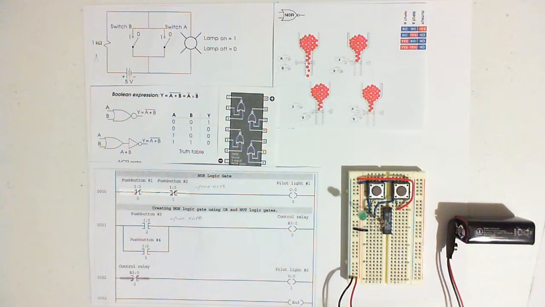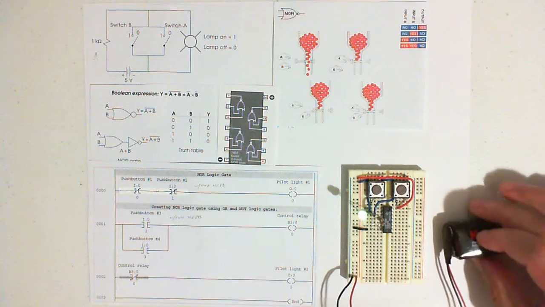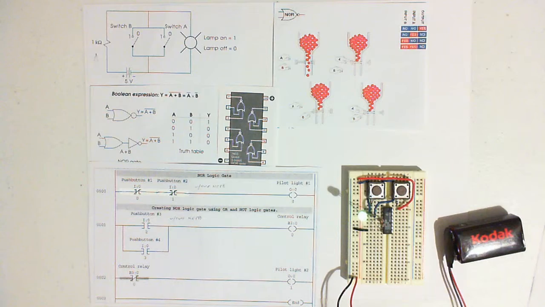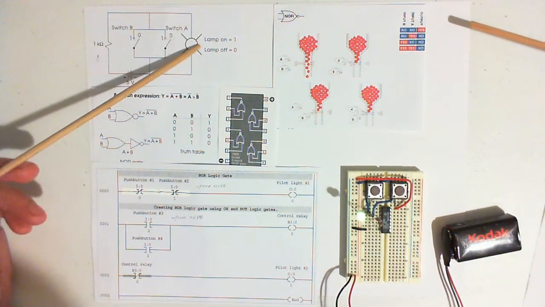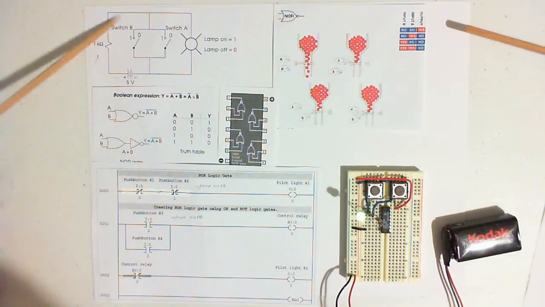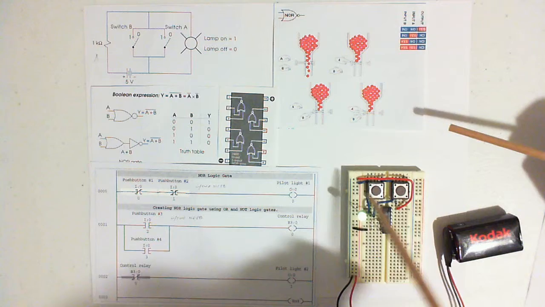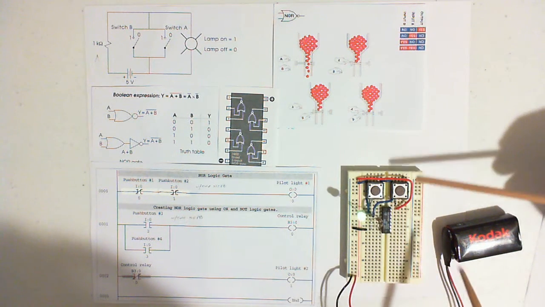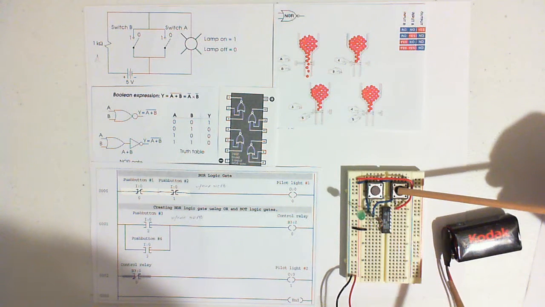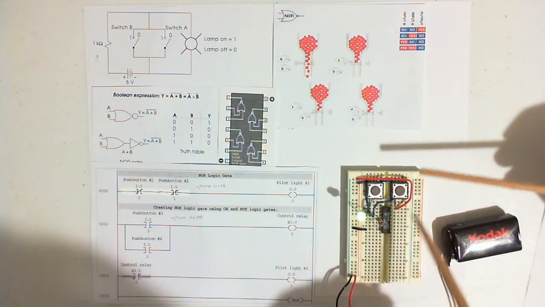Let's hook this up, like it's shown here. The lamp is on because it's going all the way through the circuit. Once you press the A switch, see, it shorts it out. Or the B switch, shorts it out. Or both, shorts it out.